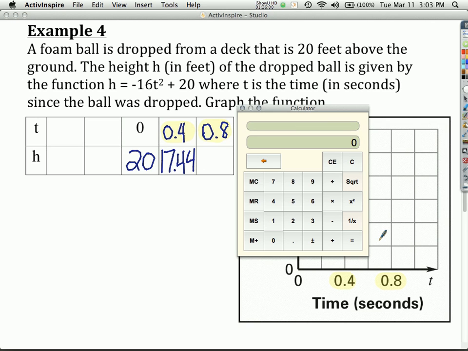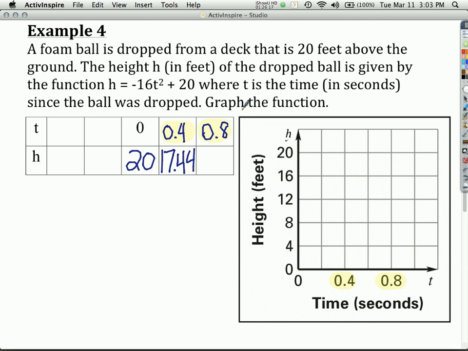Same thing with the 0.8. 0.8 times 0.8 times negative 16 plus 20, 9.76. 9.76. What about the other side? What should I put here? What should go here and here?